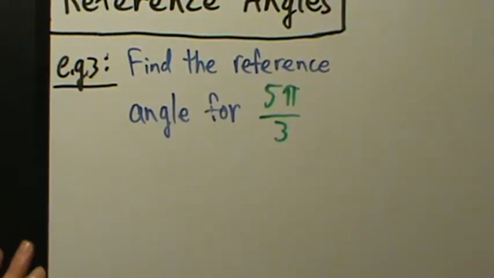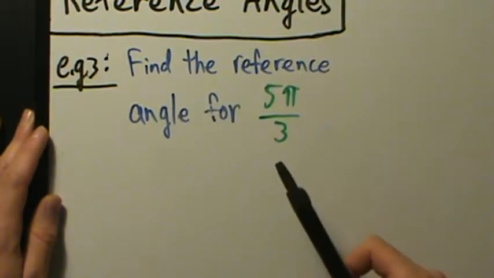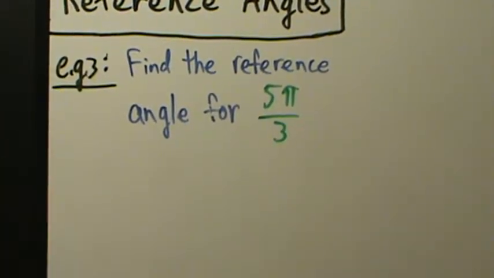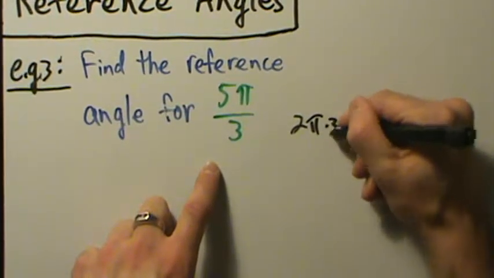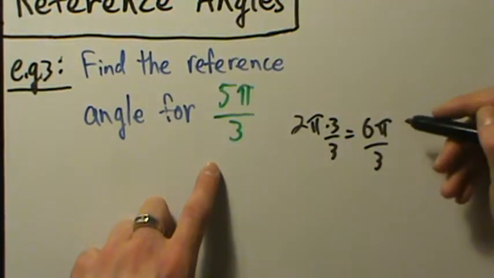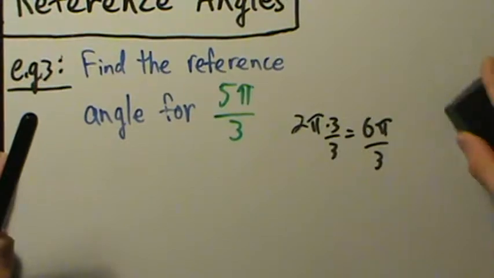Okay, so again, just like before, ask ourselves, is this between 0 and 2 pi? Okay, first of all, it's clearly positive, so it's larger than 0. And then is it less than 2 pi? Well, 2 pi multiplied by 3 over 3 for a common denominator. That's 6 pi over 3. Okay, so 5 pi over 3 is less than 6 pi over 3. Okay, so we're good. It's between 0 and 2 pi.